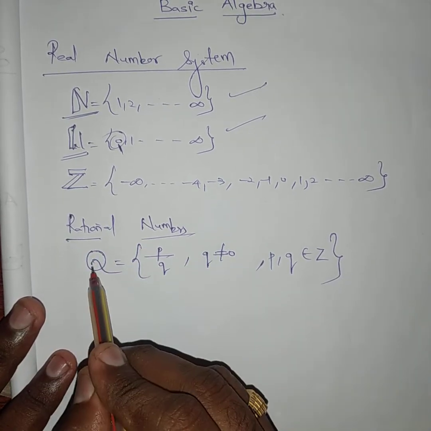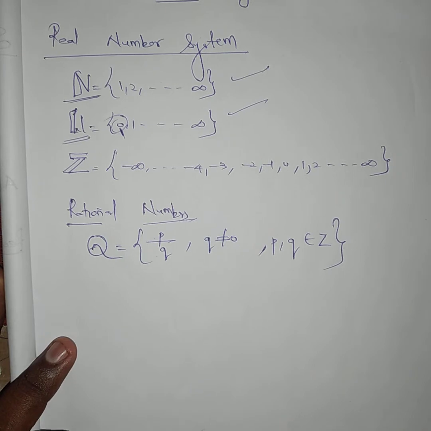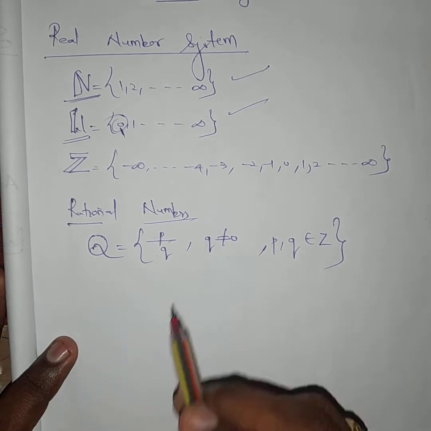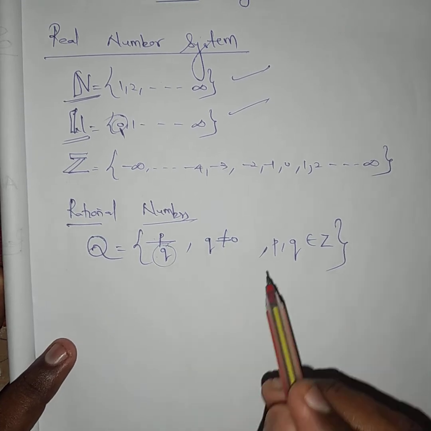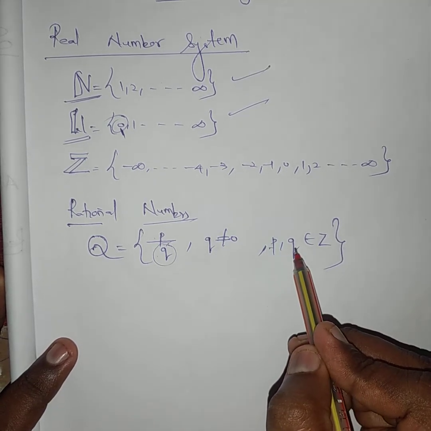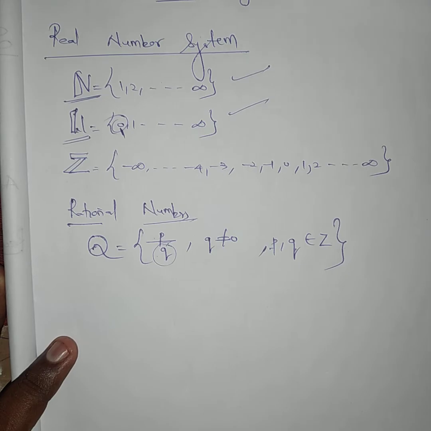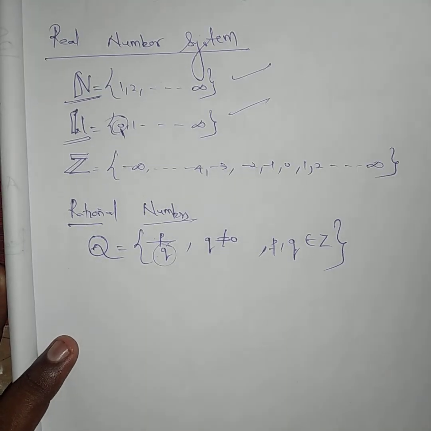What is a rational number? A rational number is nothing but numbers of the P by Q form, where mainly the denominator Q is not equal to 0, and P and Q belong to Z. This is the main thing.